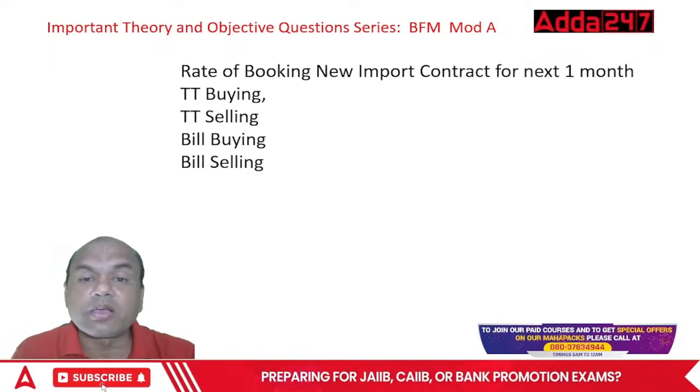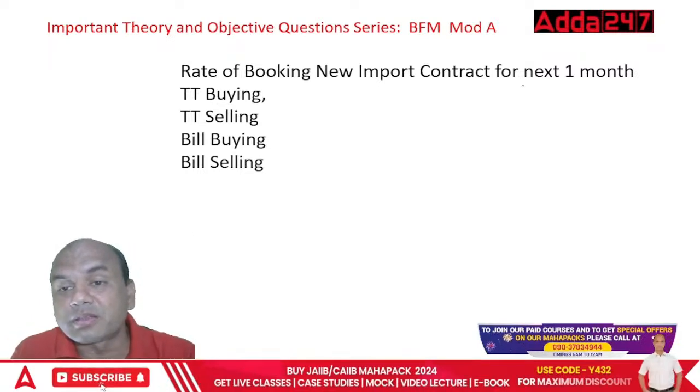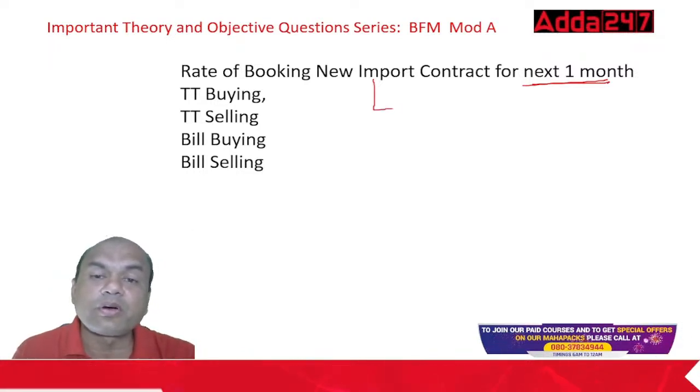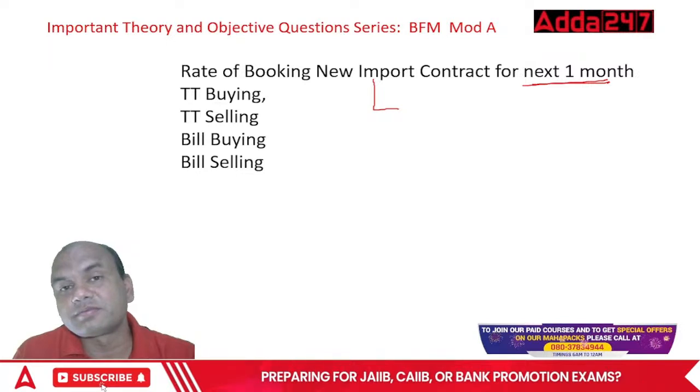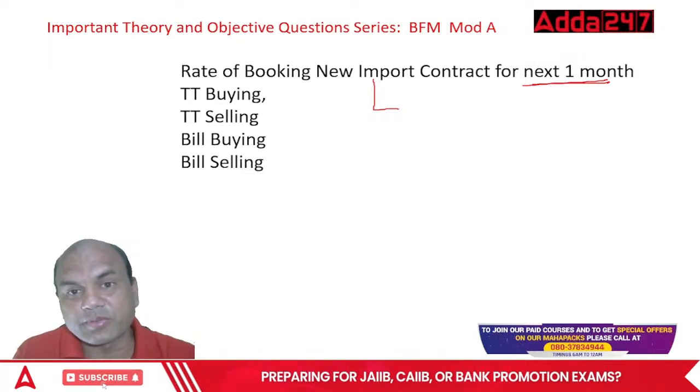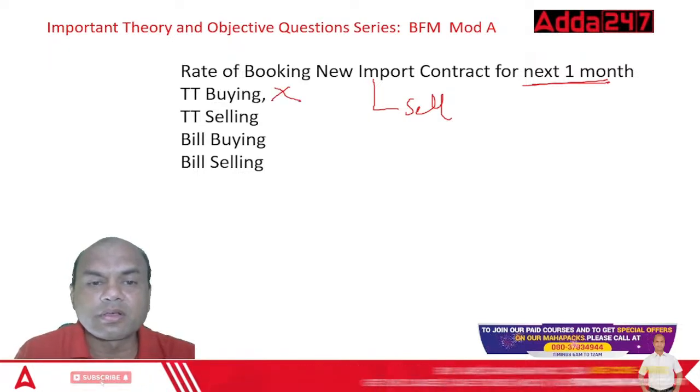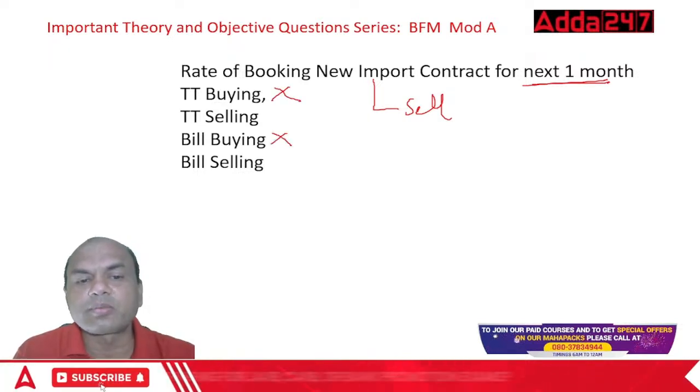Booking, rate of booking a new import contract for next 1 month. After 1 month. Okay. So it is now import. Import means what? Buy or sell. Just now we saw export. Export was buy. So this will be sell. So buy is out. Now TT selling or bill selling.